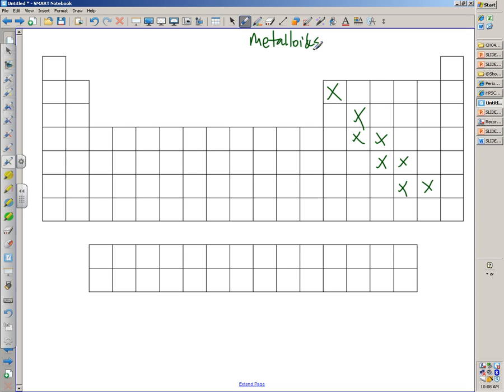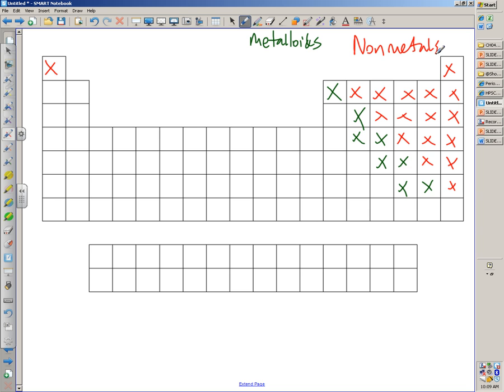To the right of the metalloids, so here, also this one up on the top, and then way over here in the top left, those are going to be your non-metals. So the ones that I have X'd with red are going to be the non-metals.